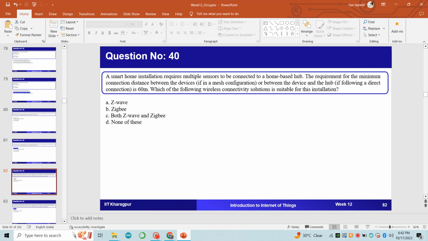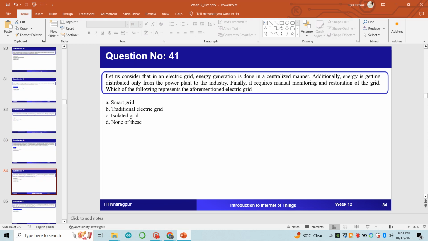Option A, Z-Wave. Okay, anyone else? Yeah, the correct option for this is Z-Wave.